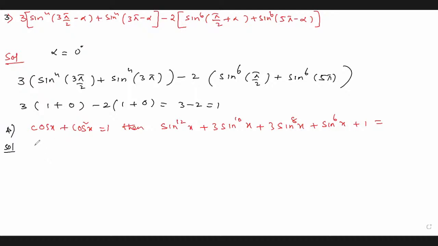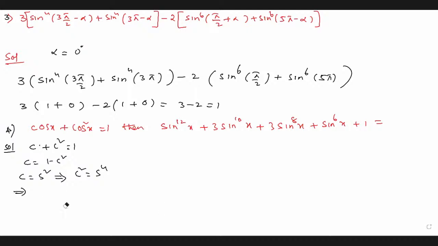Okay, now observe this one. Let C mean cos and S mean sine. Cos x plus cos square x is equal to 1, so C is equal to 1 minus C square. What is the meaning of it? C is equal to S square. Squaring on both sides, you are going to get C square is equal to S power 4. Or you can write C square is equal to 1 minus S square, that is, 1 minus sine square theta.